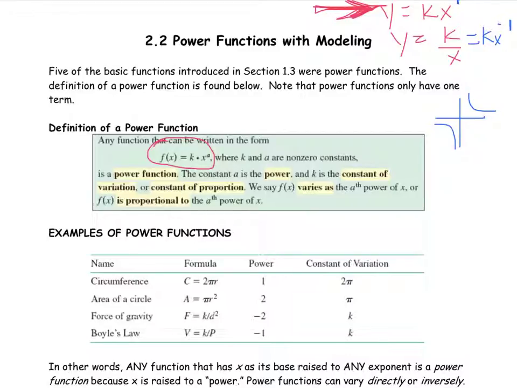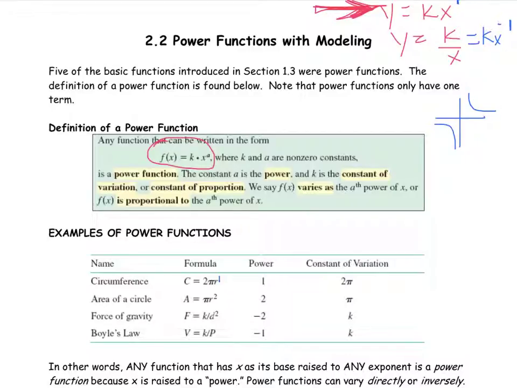So the first example that they give us is circumference, and the formula C equals 2 pi r. What they're giving you is the power of the variable. In the equation for circumference, the variable is r. It's the independent variable, as the radius changes, the circumference changes. And then this power function has a power of 1 and a constant of variation of 2 pi. Okay, kind of simple.